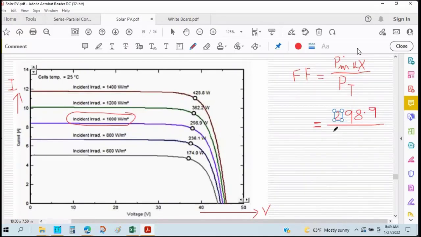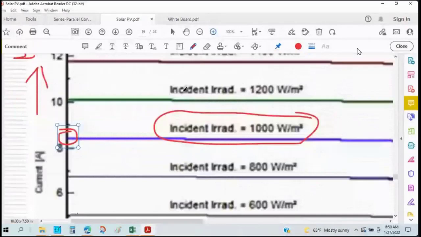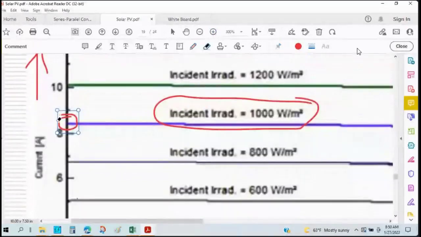But we know the definition of P theoretical is this one: P theoretical equals the product of short circuit current and open circuit voltage. What's the value of short circuit current? This is the value of short circuit current, right? What will be the value of short circuit current? Can you get any idea from this?